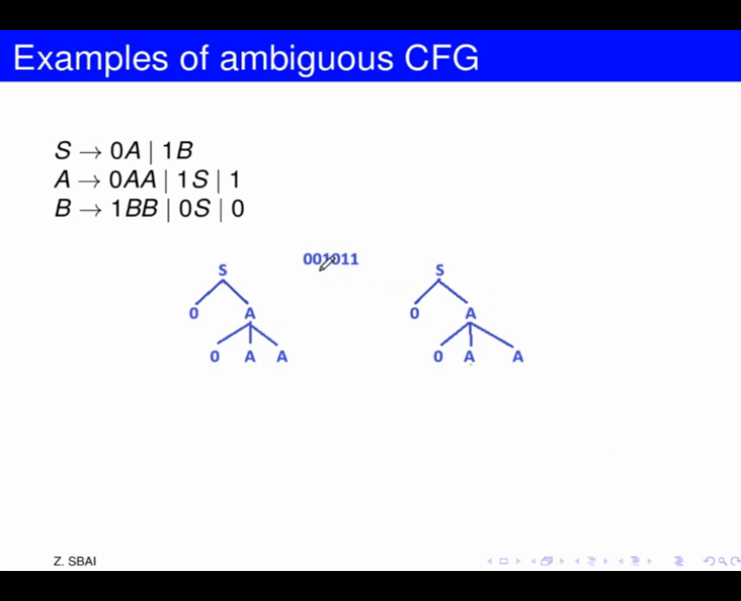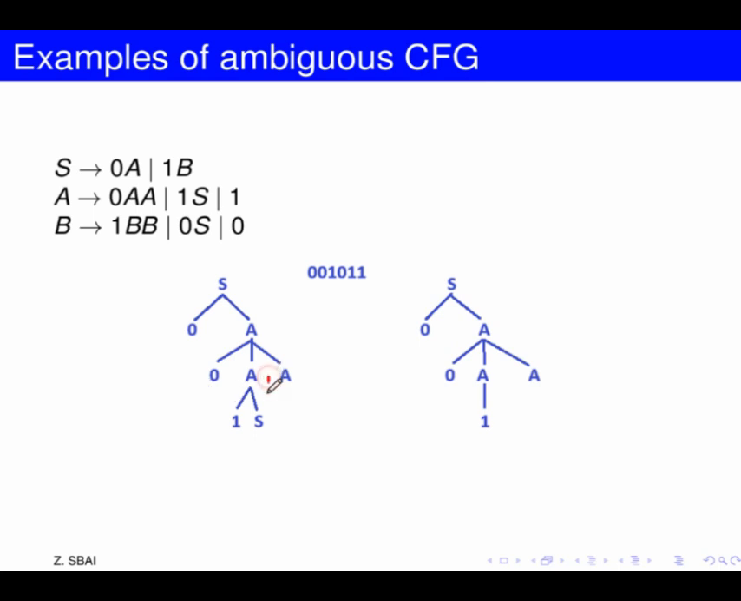Now for the third symbol here, which is 1, we have the non-terminal symbol A. We see here that A may be substituted by 1S or 1. So we may apply A is substituted by 1S, or A is substituted by 1. Now here we have SA, the string SA, and here we have just A.